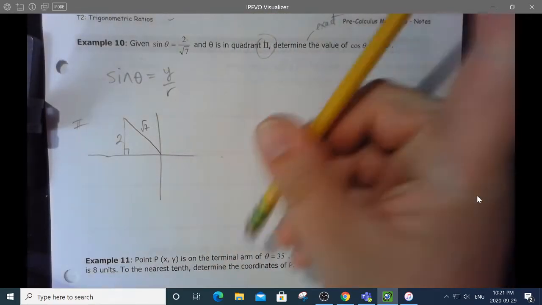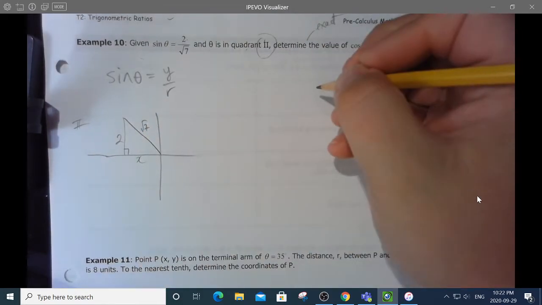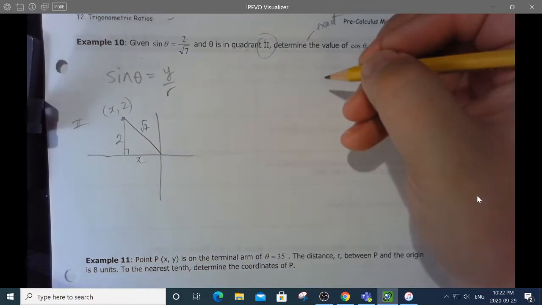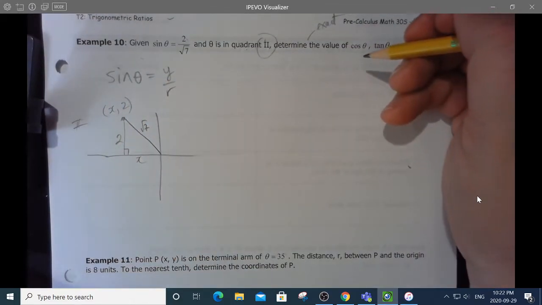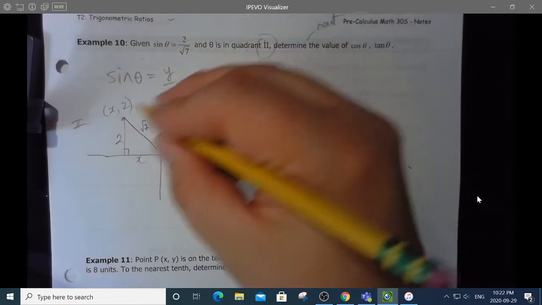So I'm going to run through cosine. So the cosine, I'm going to need to know this x number, right? Because I need to find x comma y, and I know y is 2. So the x value is my cosine value divided by r, of course, right? So here we go. I'm going to find cosine's x value.